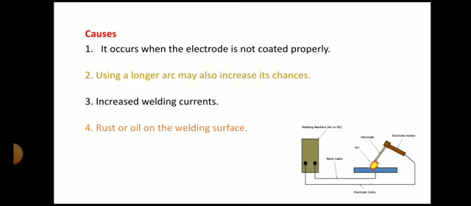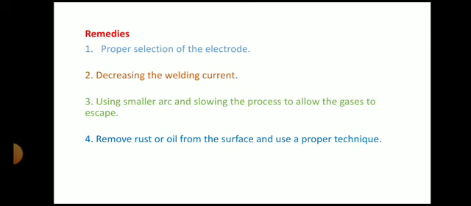Using a larger arc may also increase its chances. So if the arc is longer, in that case also there will not be proper shielding. Increasing welding current, then rust or oil on the welded surface. So before welding, you have to clean the surface. If there is rust or oil on the parent metal and then you perform welding, in that case that oil evaporates and forms bubbles. Remedies: proper selection of electrode, decreasing the welding current, using a smaller arc, slowing the process, removing the rust or oil from the surface.